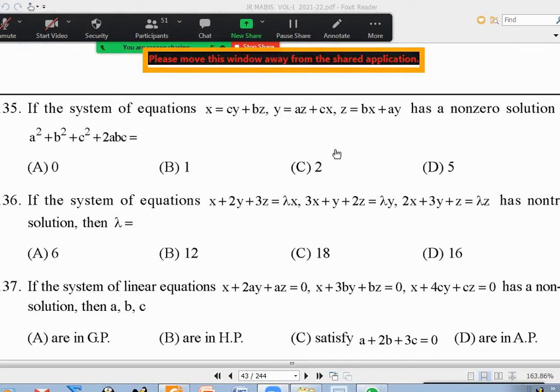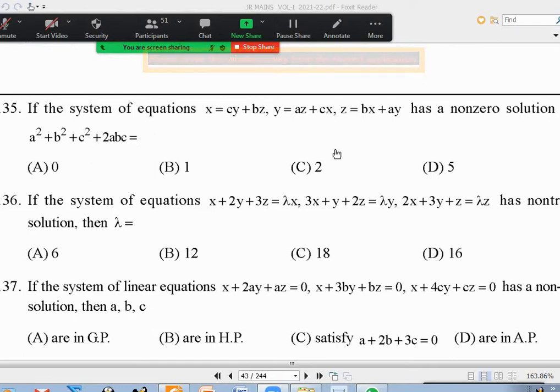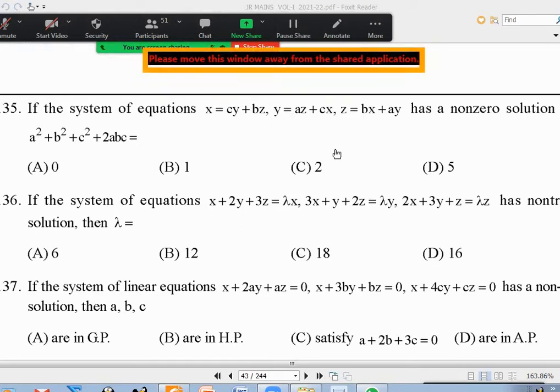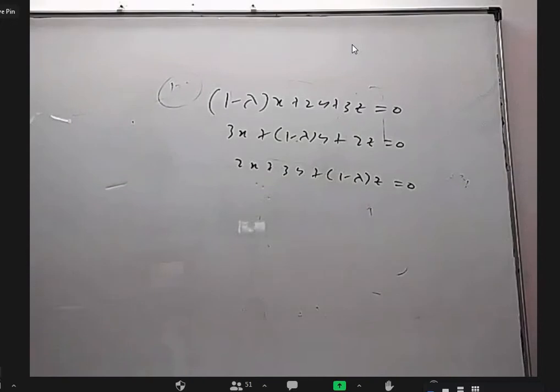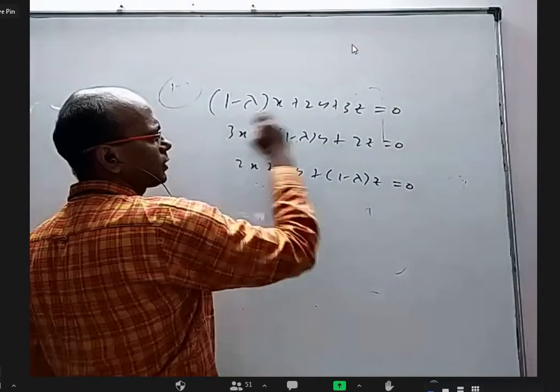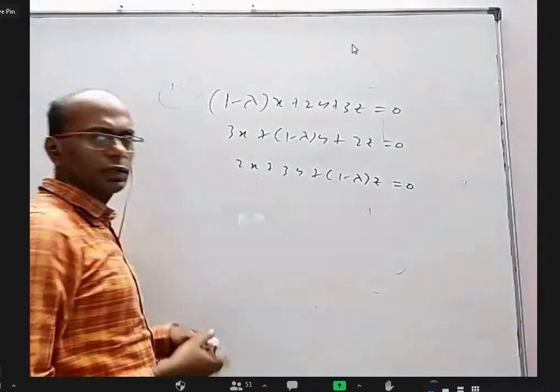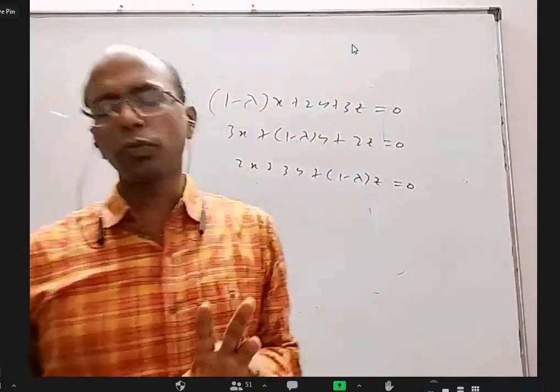When you bring it to one side, you'll get 1 minus lambda x plus 2y plus 3z equal to 0, and 3x plus 1 minus lambda y plus 2z equal to 0, and the other one, 2x plus 3y plus 1 minus lambda z equal to 0. I just brought the lambda x here, lambda y here, lambda z here. Whenever all constants are 0, I said there are only 2 cases.